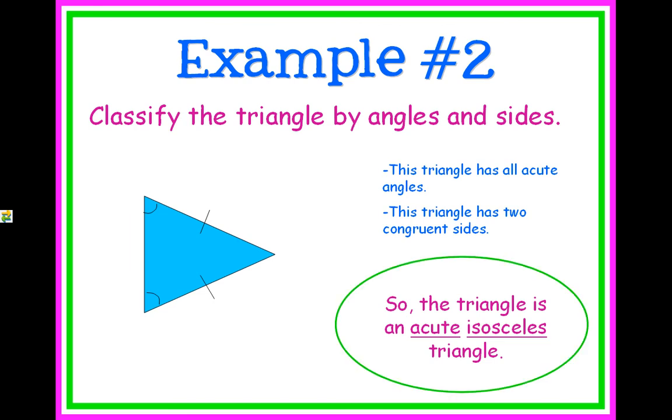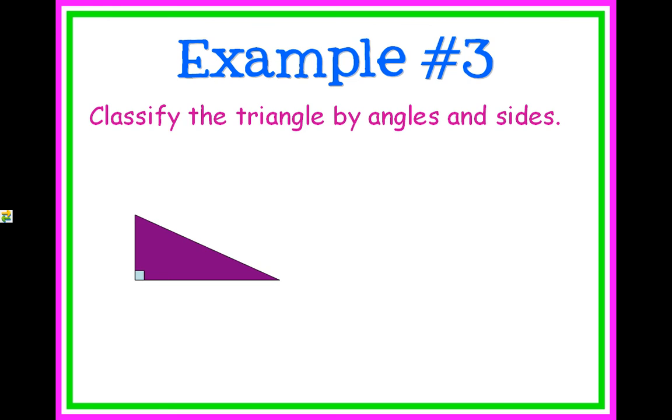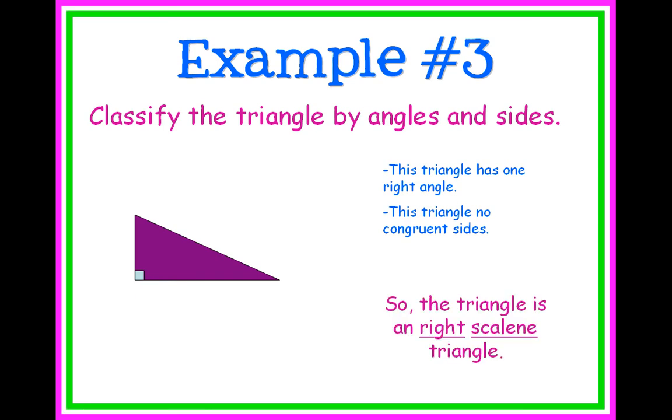Classify this triangle by angles and sides. This triangle has one right angle, which is represented by the little square, and it also has no congruent sides. So the triangle is right scalene.